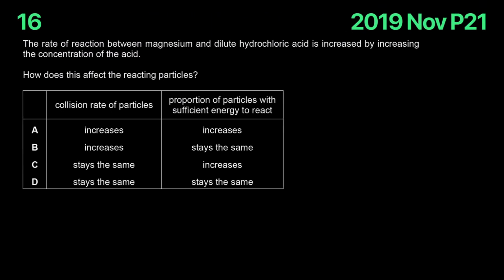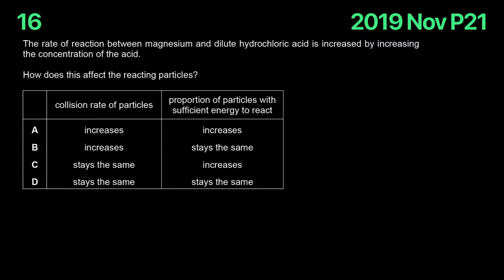Okay. The rate of reaction between magnesium and dilute hydrochloric acid is increased by increasing the concentration of acid. How does this affect the reacting particles? Collision of particles should increase. Proportion of particles with sufficient energy. There should be more, right? Does that make sense? Okay, let's figure it out. Increases, stays the same. Okay.